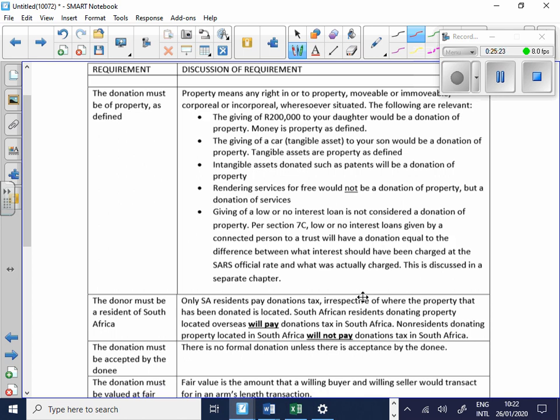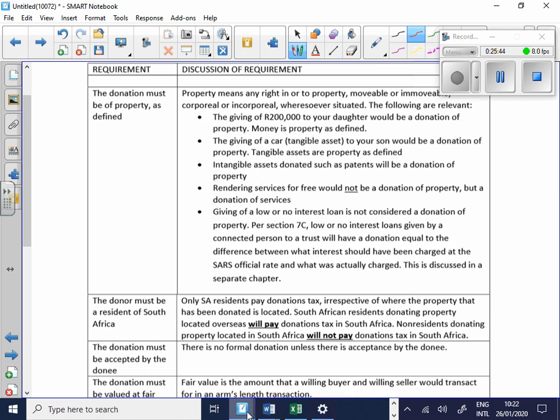Okay. Giving a low or no interest loan is not considered a donation of property. Per section 7C, there will be an implication, but I'm not doing that today. I'm just making sure you understand donations tax. I'll do stuff with trusts once I've done a little bit more with you. Guys, comfortable? Next one, the donor must be a resident of South Africa.